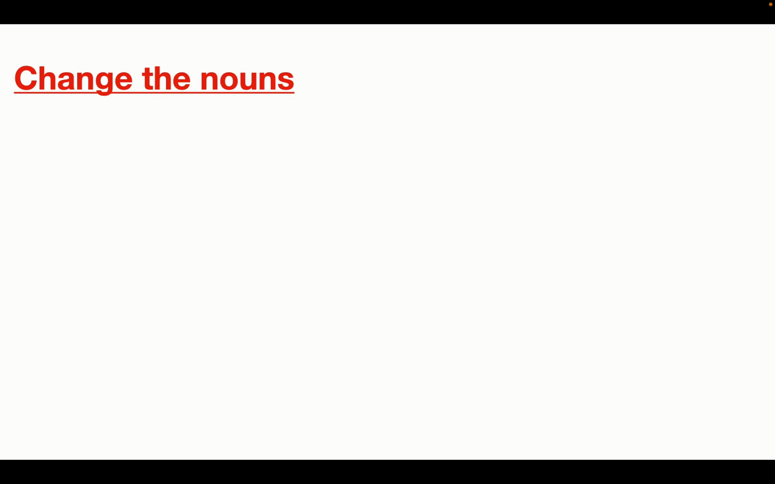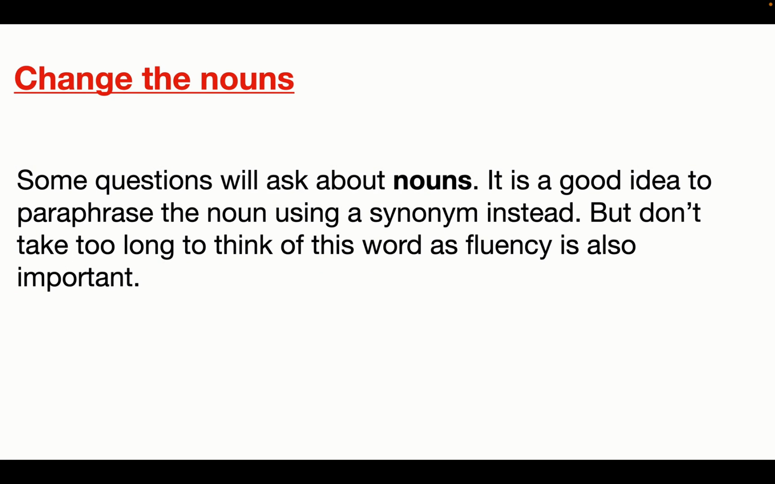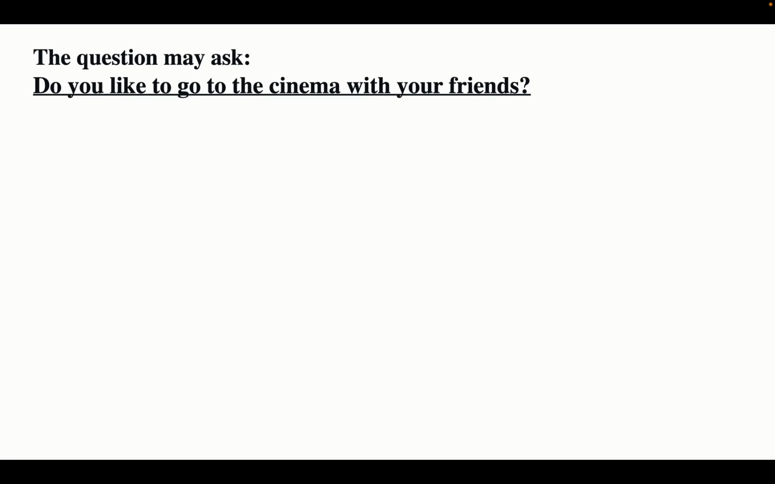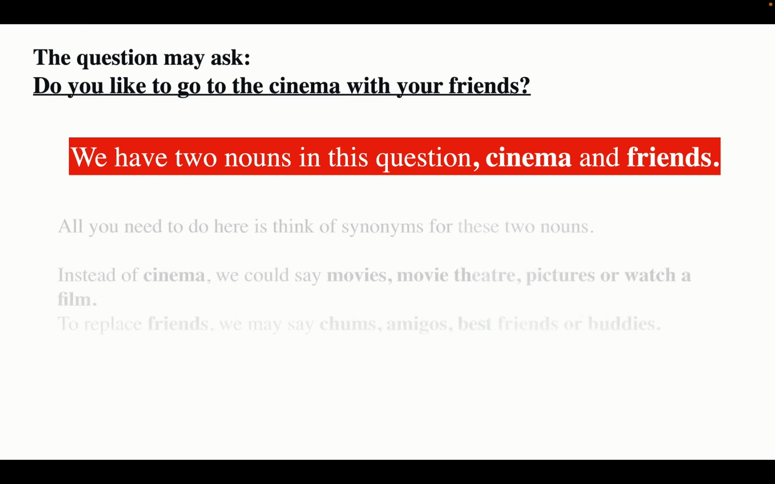We might want to change the noun. So some questions ask about nouns. It's a good idea to paraphrase the nouns using synonyms instead. Don't take too long to think of this word, as fluency is also important. Do you like to go to the cinema with your friends? This is a typical part 1 question. Do you like to go to the cinema with your friends? We have 2 nouns in this question. Cinema and friends. What could we change them to?